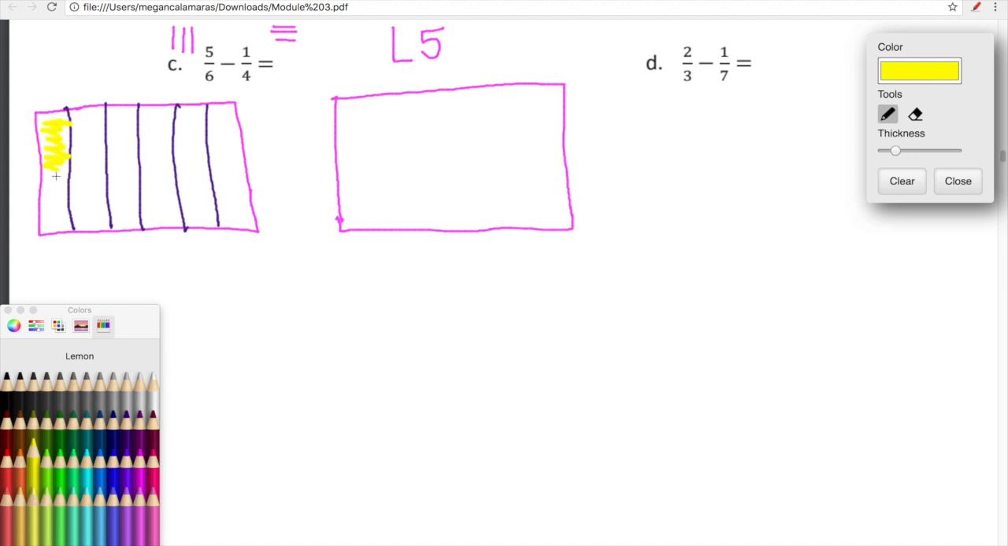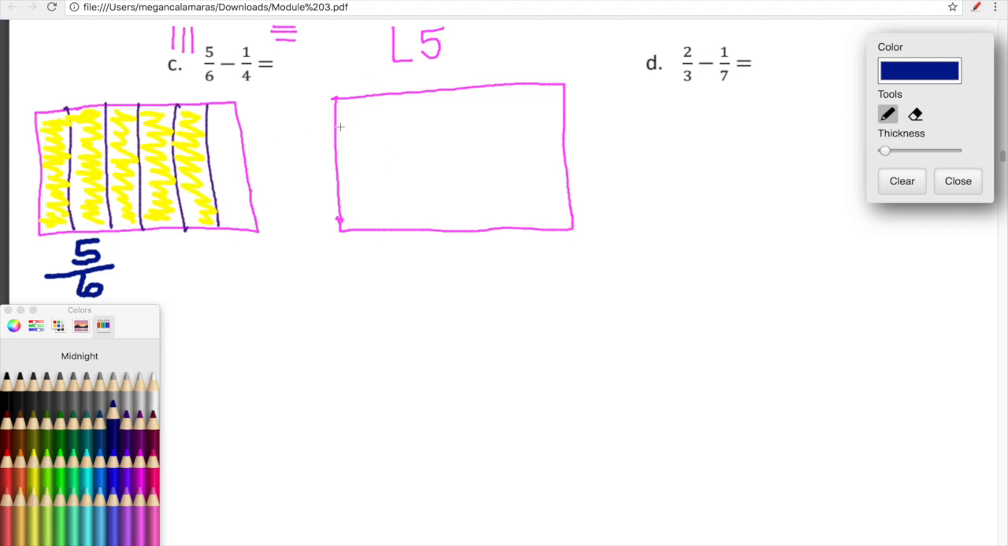So we have 1/6, 2/6, 3, 4, and 5. So here we have 5/6. Okay, now we're going to show 1/4 in our second rectangle.